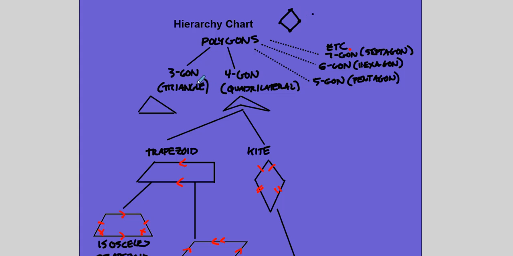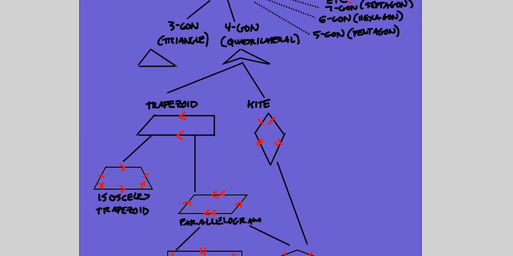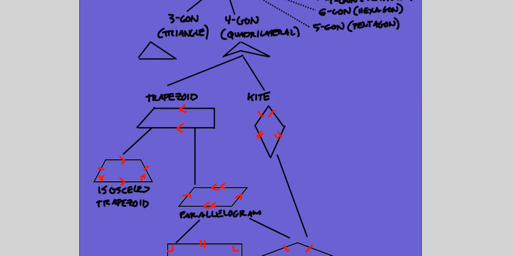Okay, so the smallest number of sides on a polygon is the triangle. We could call it a 3-gon. We're going to be looking at the 4-gon, which is a quadrilateral. You have the 5-gon, which is a pentagon, 6-gon, which is a hexagon, 7-gon, septagon, etc. An 8-gon is an octagon, like a stop sign. Okay, so we're going to start with the trapezoid.